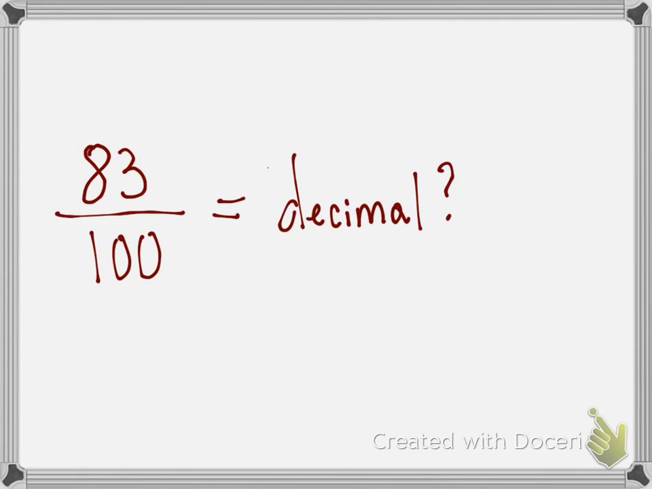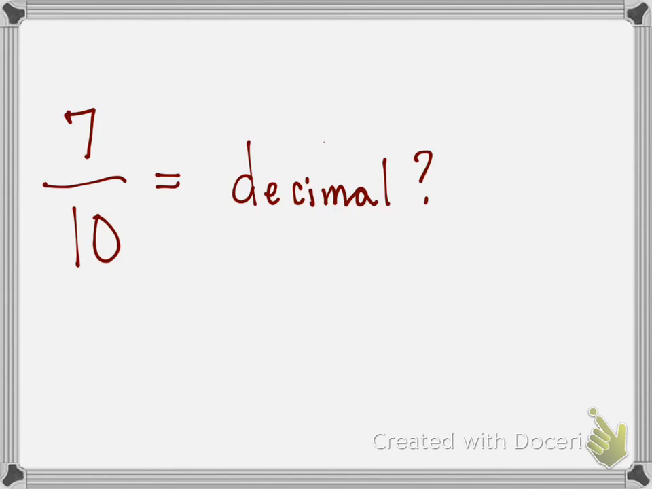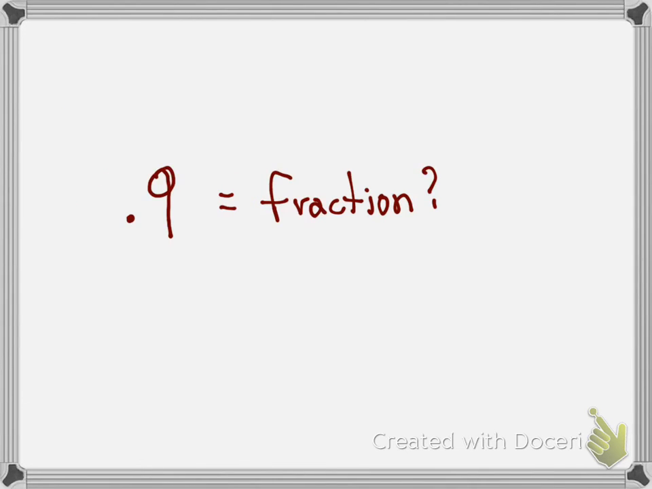Try this one, 83 over 100. How can we convert that into a decimal? What would the decimal look like for 83 over 100? All right, what about this one? 3 and 8 over 10 equals what as a decimal? What would the decimal look like? Again, I am not reading this mixed number correctly, because if I did, that would help you get the answer. 7 over 10. What would that look like as a decimal? 0.9. How would that look like as a fraction?